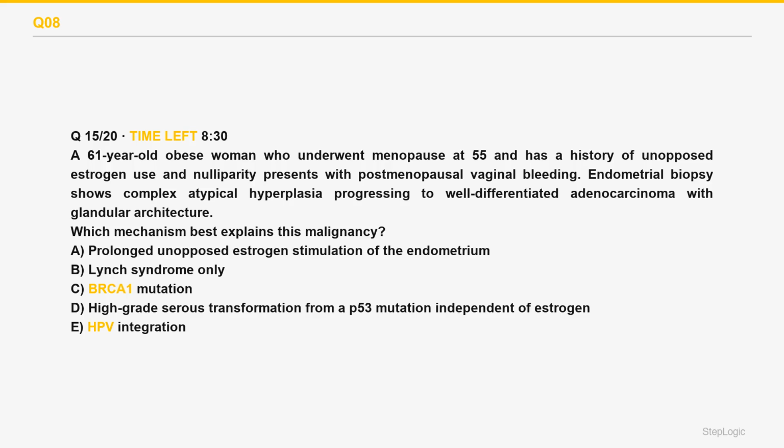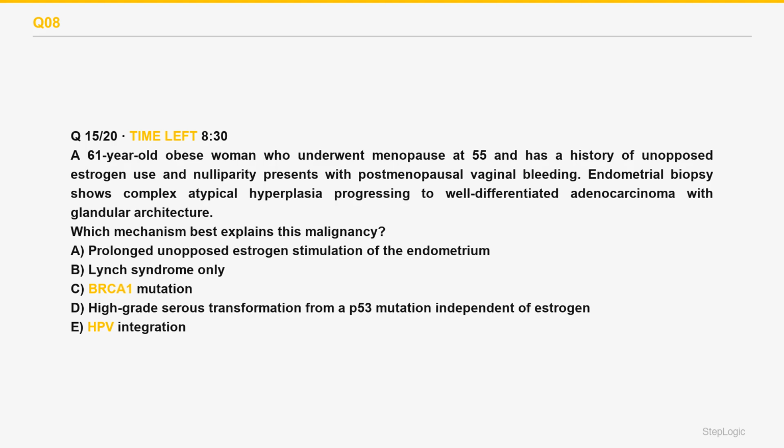Which mechanism best explains this malignancy? A 61-year-old obese woman who underwent menopause at 55 and has a history of unopposed estrogen use and nulliparity presents with postmenopausal vaginal bleeding. Endometrial biopsy shows complex atypical hyperplasia progressing to well-differentiated adenocarcinoma with glandular architecture.